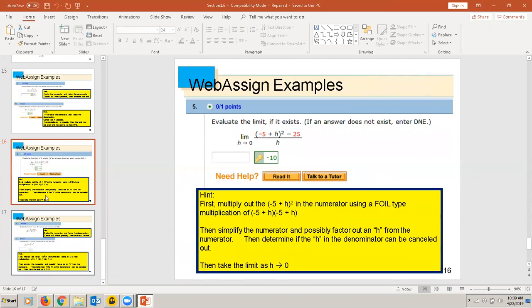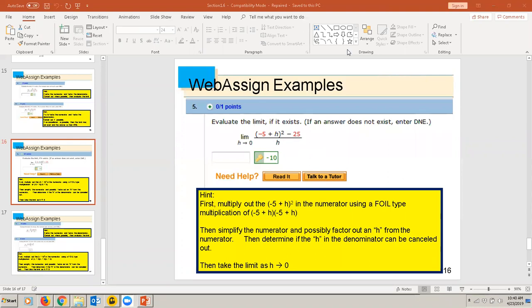All right, let's take a look at this one. This one's a little tricky. It says evaluate the limit if it exists. Now notice I can't directly substitute h equals 0 because there's an h in the denominator. I would be dividing by 0, so that's not going to work. But how about if I try to see if I can cancel out that h in the denominator?